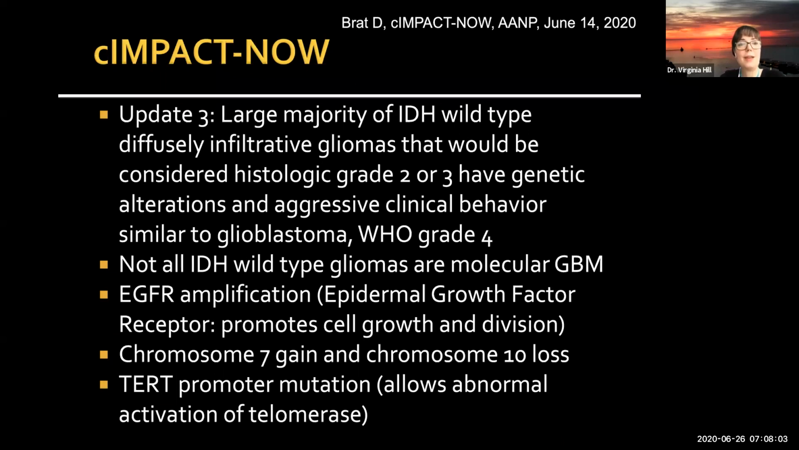Update 3 indicated that the large majority of IDH wild-type diffusely infiltrative gliomas that would be considered histologic grade 2 or 3 have genetic alterations and aggressive clinical behavior similar to glioblastomas, WHO grade 4. Not all IDH wild-type gliomas are molecular glioblastomas, and those IDH wild-type tumors that have EGFR amplification, which is epidermal growth factor receptor, it promotes cell growth and division, chromosome 7 gain and chromosome 10 loss, which also affect the cell cycle and division, and TERT promoter mutations, which allows an abnormal activation of telomerase, which will allow the cells to live longer and not go through apoptosis.